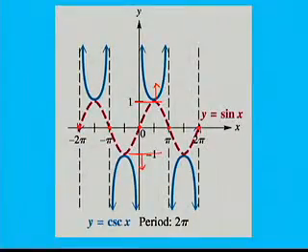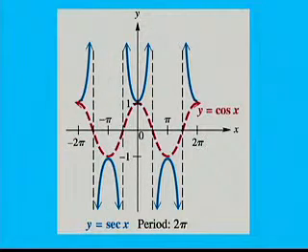There are no x-intercepts. The period, of course, is 2 pi. There is no amplitude because the amplitude is defined to be half of the distance between the maximum and minimum values, and of course, because they go on to infinity in the positive direction and negative infinity, there is no max or min. In particular, the cosecant curve would display what's called odd symmetry.